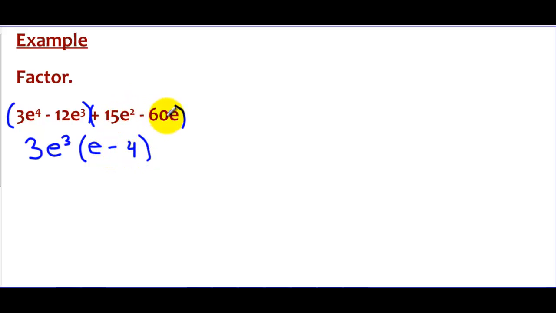Then in my second group, it looks like I have 15 and 60. They share a 15. This is 15 times 1, and this is 15 times 4. So they have 15 in common, and they have 1e in common, so I need to take that out as well. When I rebuild this, I'm going to be left with e minus 4 again, because 15e squared and 60e will come out of that second distribute.